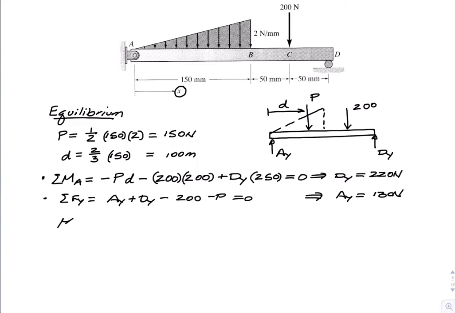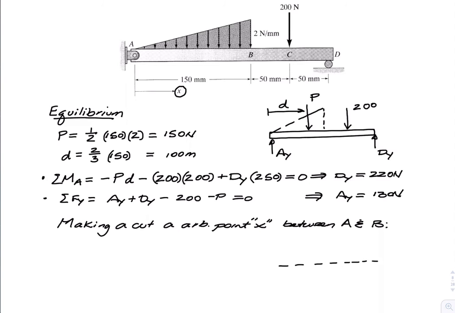In order to find the internal shear force and the bending moment, I will make a cut at an arbitrary point, x, between A and B. So mathematically, it says here that I'm looking at a beam which is of the entire length here, and mathematically I'm going to be making a cut that looks like that.